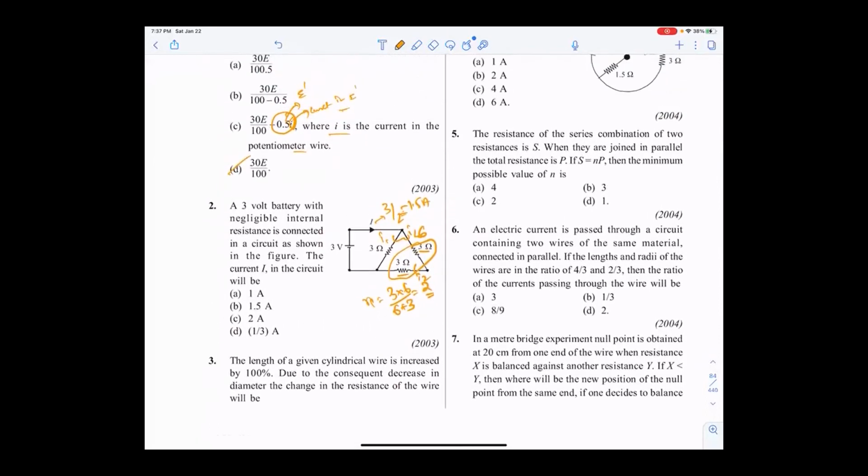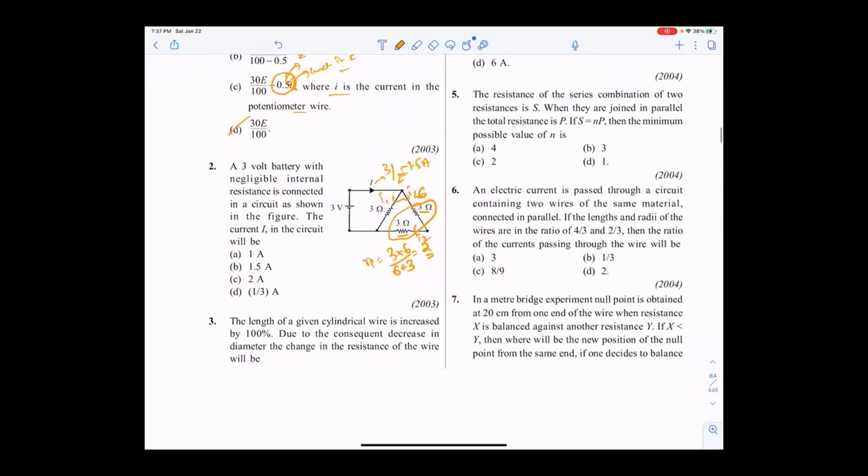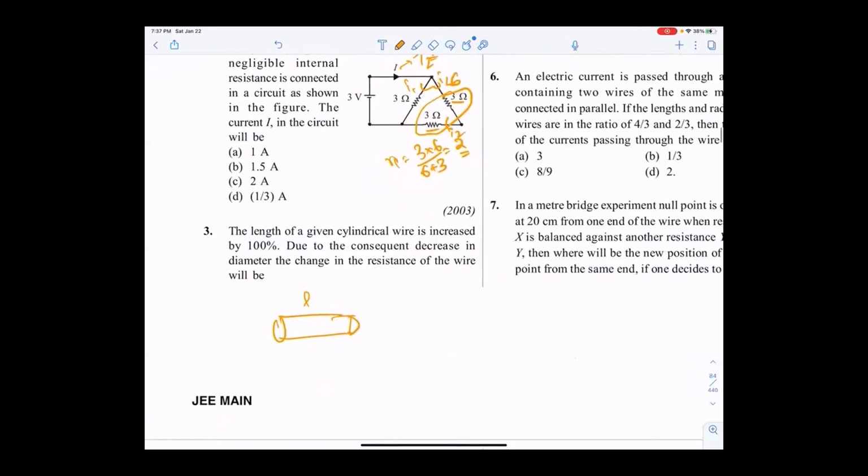The length of a given cylinder wire is increased by 100%. That means there is a length L, there is a cylinder, right? Given cylinder wire, area A. Now what you have done, length got increased by 100%. That means it became 2L. What will happen to the area, guys? Area will become A by 2 because volume should remain constant. Volume is A L. Here volume is equal to 2L into A dash. So A dash is equal to how much?